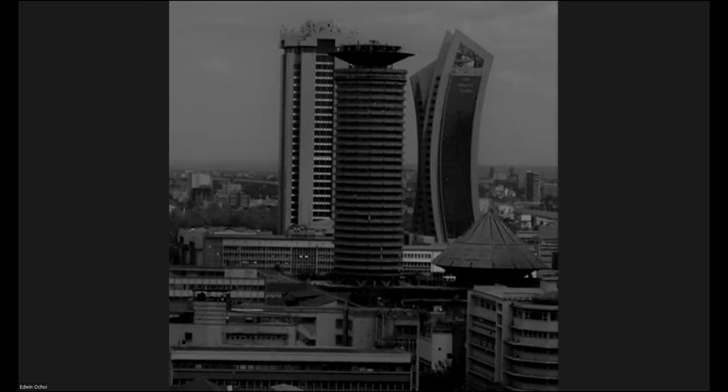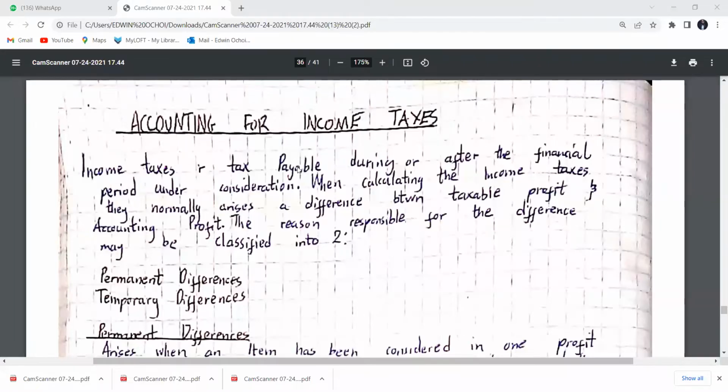So when we talk about the current tax, we say that it's all about the tax payable in the current year under consideration. Then the deferred tax is all about the provision for future taxes. So accounting for income taxes. Income taxes are taxes payable during or after the financial period under consideration.